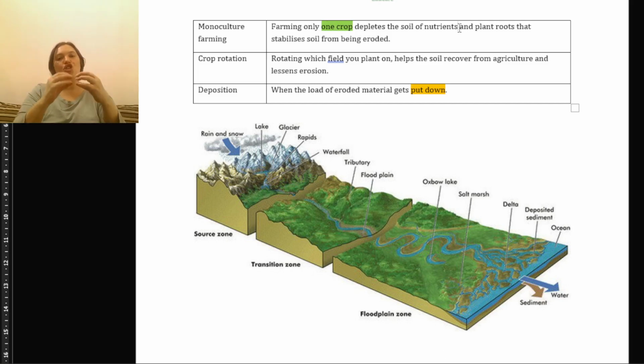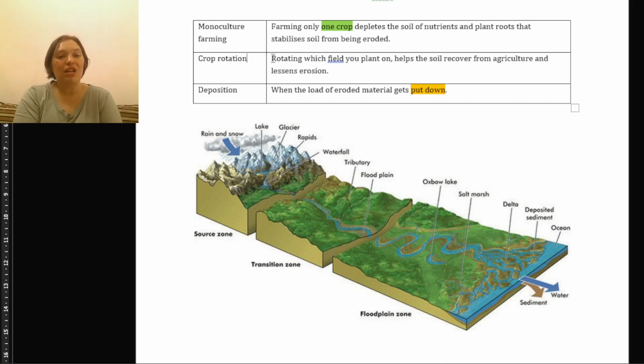So we've got less nutrients in the soil. Let's say we're planting mealies. It takes all the nutrients out of the soil to grow these mealies. And then we harvest the mealies and the land lies empty. But now there's no other plants that have roots to anchor the soil, and then it gets eroded away by wind or by water. So that's monoculture farming. To counteract that, we use crop rotation.